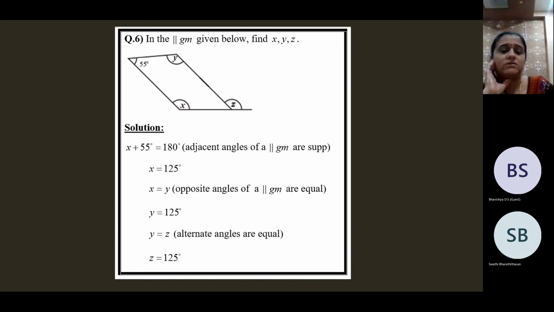So what have I done here? X plus Y is 180, X plus 55 is 180. Then X is equal to Y. Or you can also say X and Z are corresponding angles, correct? X and Z are corresponding angles, so they are equal. Correct.